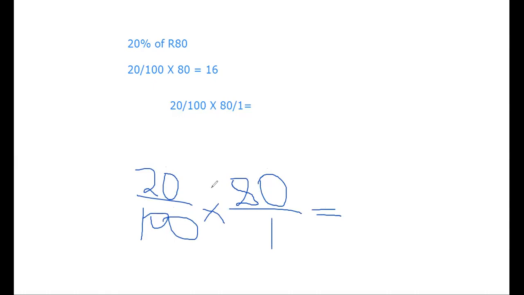Simplify, get the highest common factor for opposite numbers, but in this case 20 and 1, there's no highest common factor. Basically it's 1, but it won't change anything, right? And then we have 80 and 100. So what is the highest common factor for 80 and 100? Most definitely it is 20.